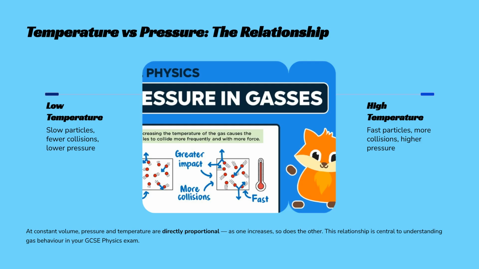At a constant volume, pressure and temperature are directly proportional. When the temperature is low, particles move slowly, resulting in fewer collisions and lower pressure. As temperature rises, faster particles lead to more frequent, forceful collisions and higher pressure.